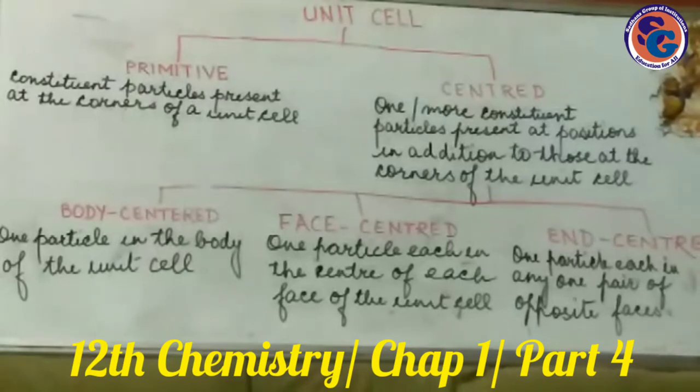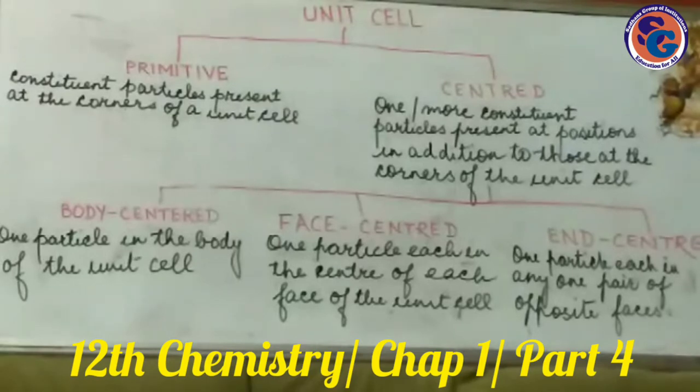A centered unit cell is such a unit cell in which one or more constituent particles are present at the positions in addition to those which are present at the corners of the unit cell. This means that there are 8 particles which are present at the corners of the unit cell और इनके अलावा एक या उससे ज़्यादा constituent particles present होते हैं किसी भी और साइट पे.